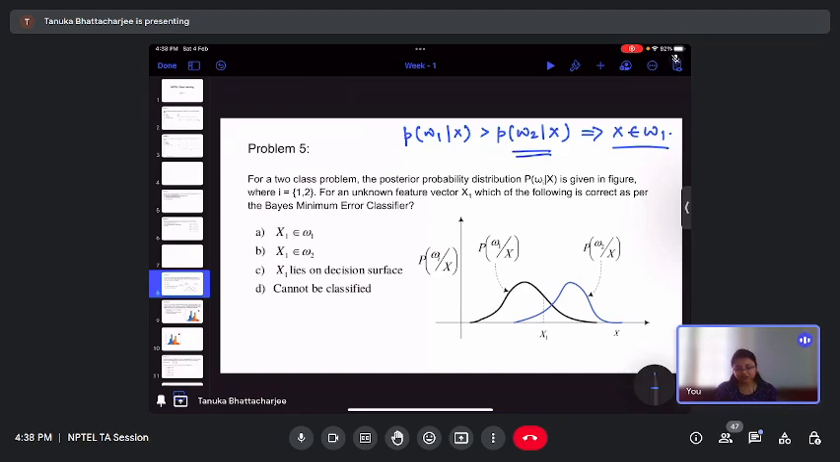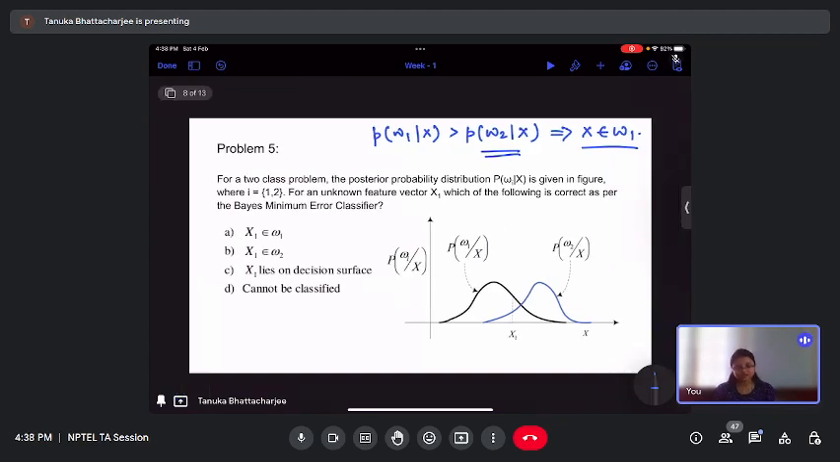Now, the question here is a two class problem, let us say classes omega 1 and omega 2. The a posteriori probability distributions, omega 1 given x and omega 2 given x, are given here. These are the two a posteriori probabilities. Now, the unknown feature vector is x1, and you need to classify it based on the Bayes minimum error classifier. So, you can see this.